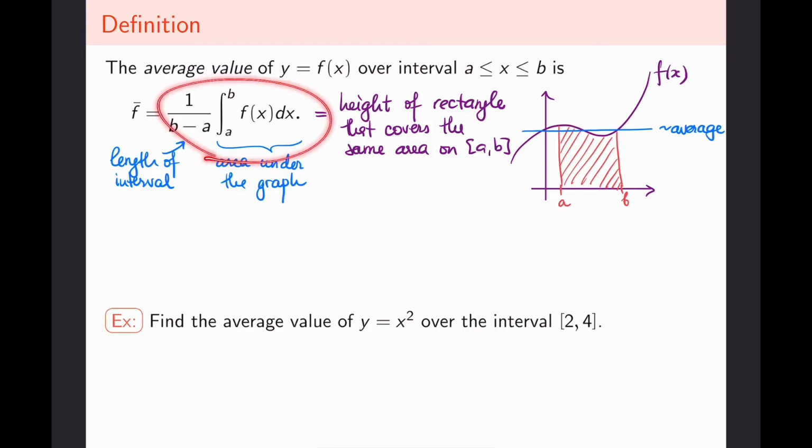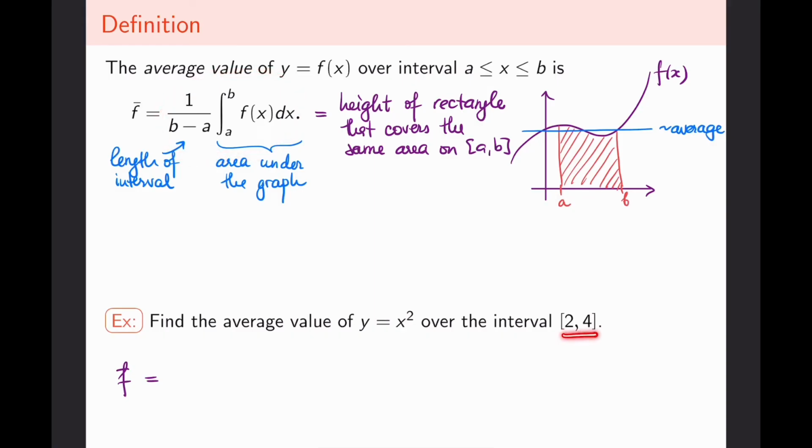Now, with this in mind, we can, of course, compute average values of any given function over any given interval by simply utilizing the formula. So let's plug it in. What we have here is the average, which is denoted f bar, is equal to, and let's see how we can actually use the formula.